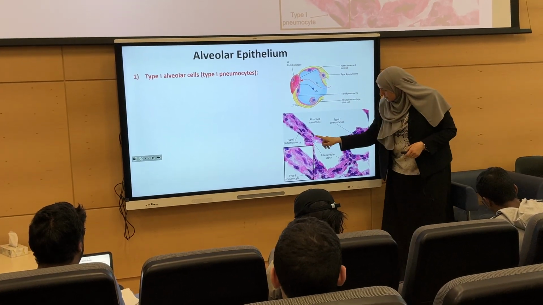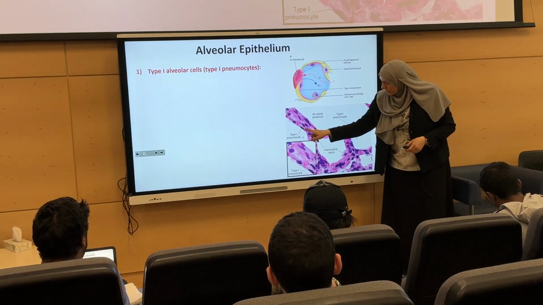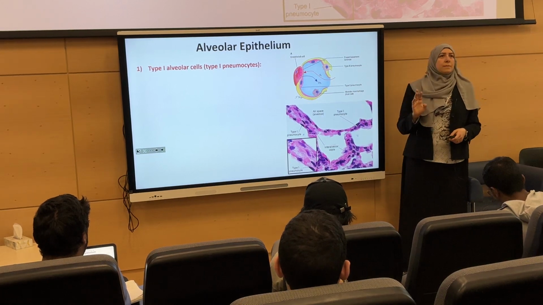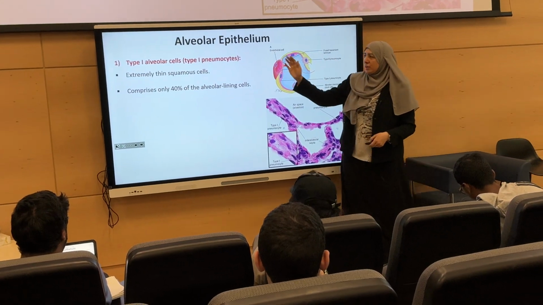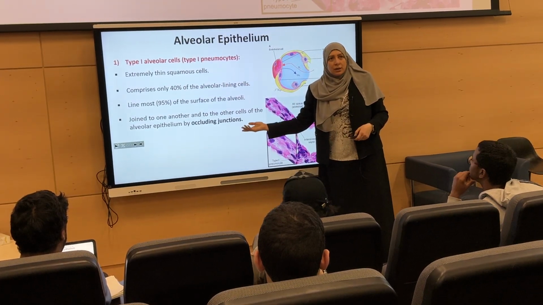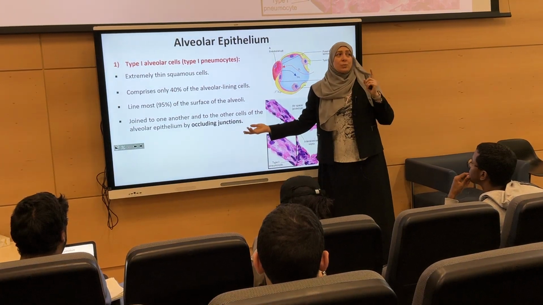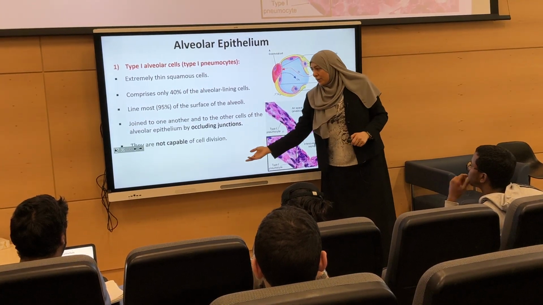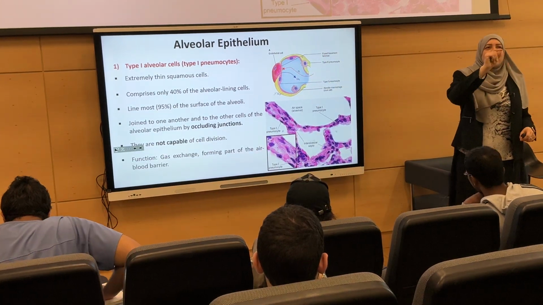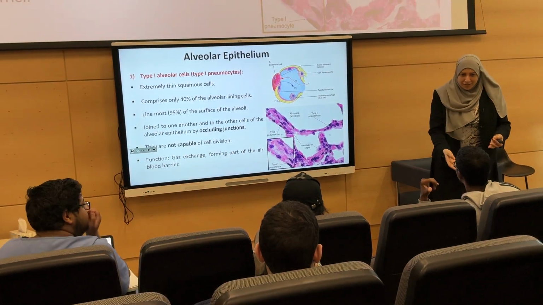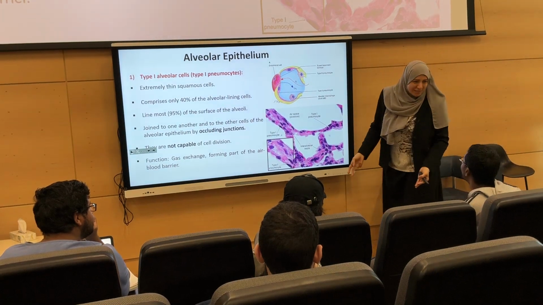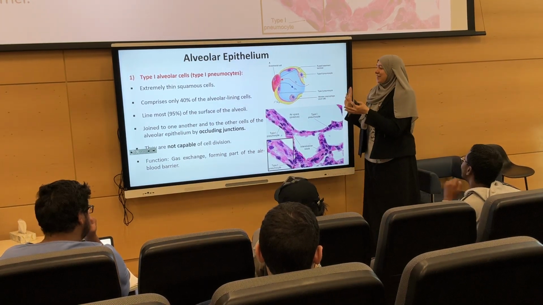So how does it look, what is this? Pneumocyte type 1, pneumocyte type 1. All of the flat cells are type 1. Clear? So again, it's a very thin squamous cell, 40% covering 95%, and don't forget this. It's attached to each other and to the other cells by tight junctions or occluding junctions. These cells are not capable of division. So how will we renew? Of course, by the other cell. We just have two cells, so the other cell, which is type 2. We don't have Clara cells inside the alveoli. Okay, so this is the first cell.